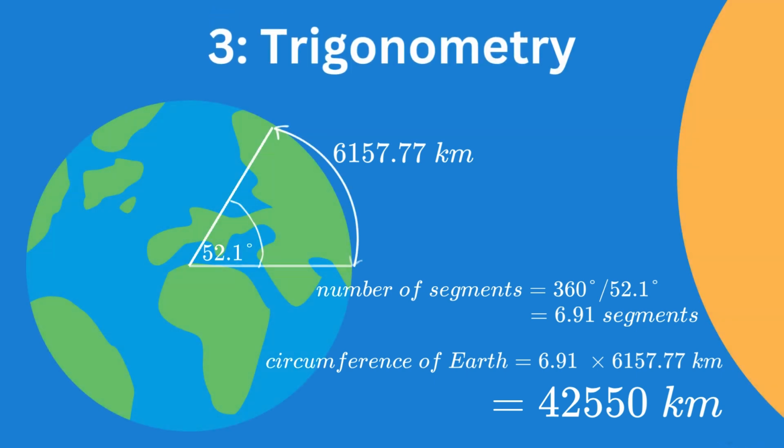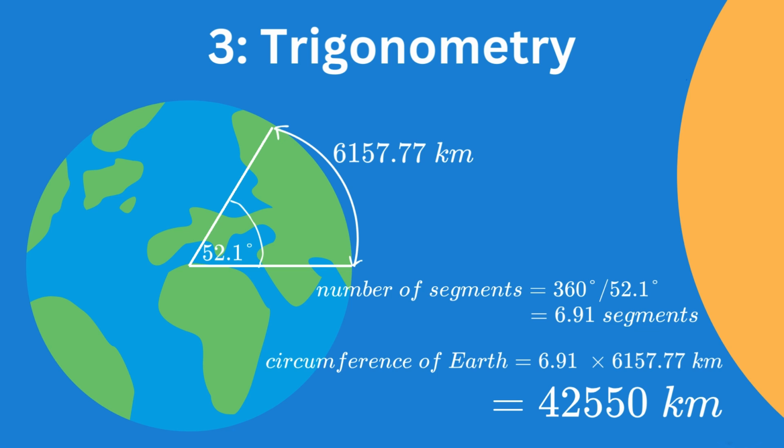Since a circle always has 360 degrees, we can divide 360 by the angle x that we calculated earlier. In my example, this is 360 divided by 52.1. And we see that in my example there are 6.91 segments. Simply times the number of segments by your distance from the equator to get the full circumference of the Earth.